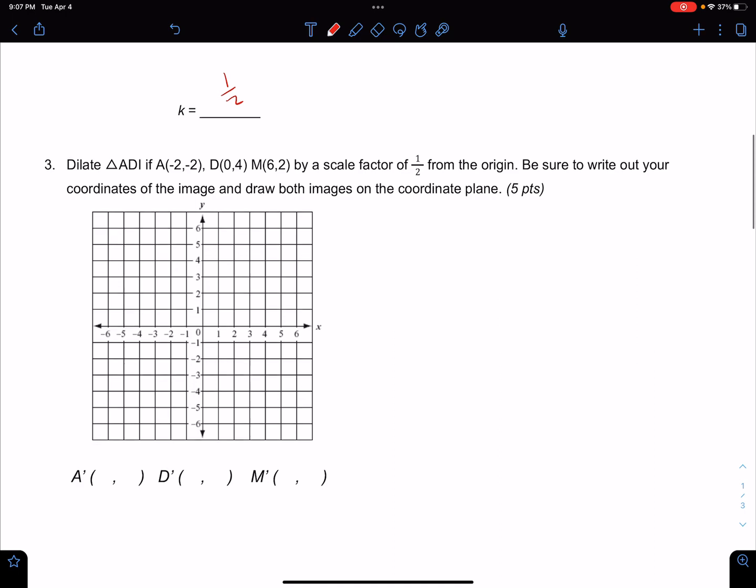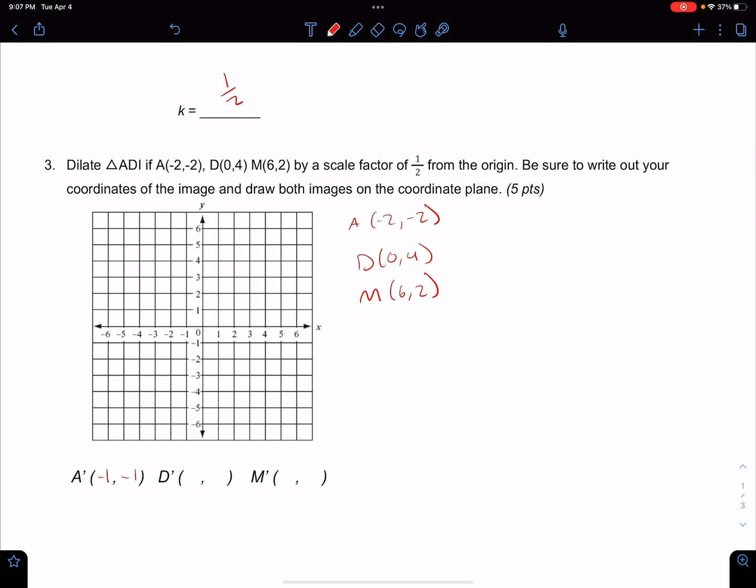It says dilate triangle ADM if A is (-2, -2), D is (0, 4), M is (6, 2), by a scale factor of 1/2. So we have A is (-2, -2), D is (0, 4), and M is (6, 2). Just like that. Okay, so if I'm looking at this, it says multiply by a scale factor of 1/2.